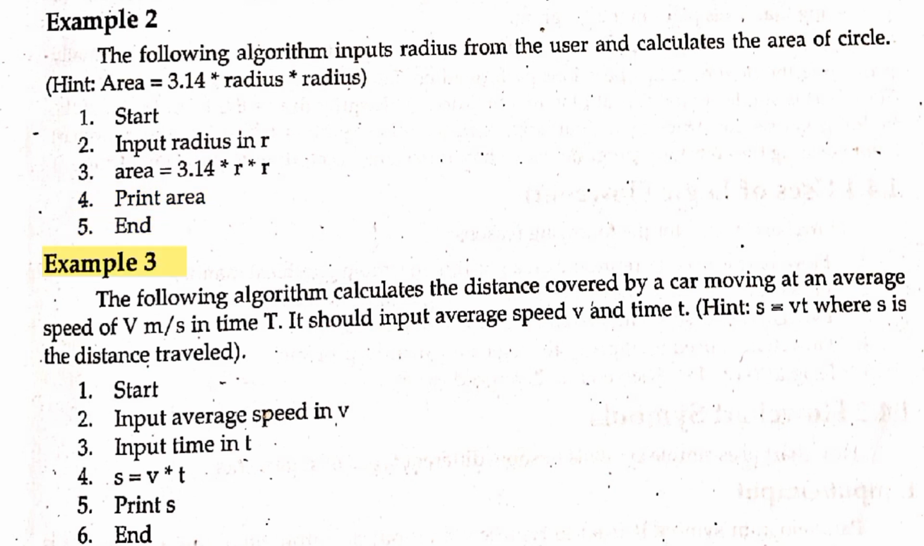Example 3. The following algorithm calculates the distance covered by a car moving at an average speed of v meter per second in time t. It should input average speed v and time t. Hint, s equals v times t, where s is the distance traveled. 1. Start. 2. Input average speed in V. 3. Input time in T. 4. S equals V times T. 5. Print S. 6. End.